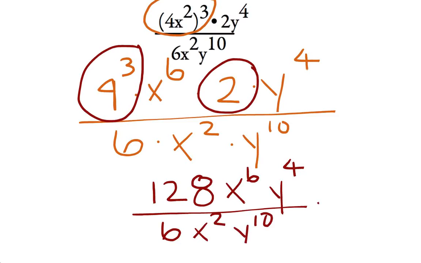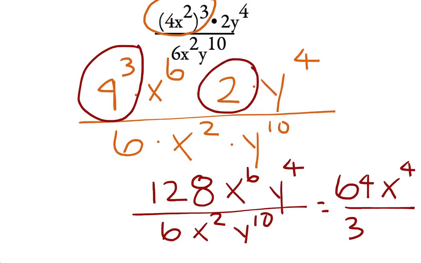Now I need to simplify my final answer here. 128 and 6 have a common factor of 2. So I'm going to take a 2 out, and I'm going to get 64 over 3. And then I need to simplify my x and my y's. So x to the power of 6 divided by x to the power of 2 is going to give me x to the positive exponent of 4. So I can put that right in the numerator.